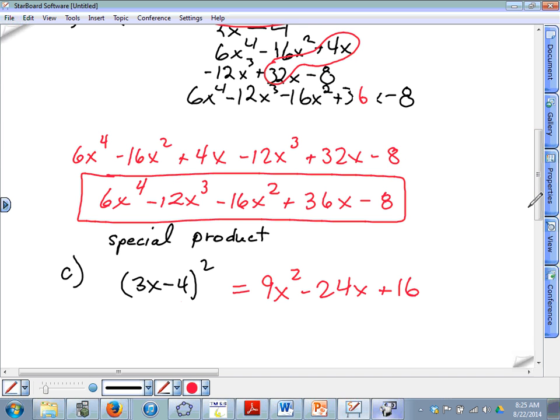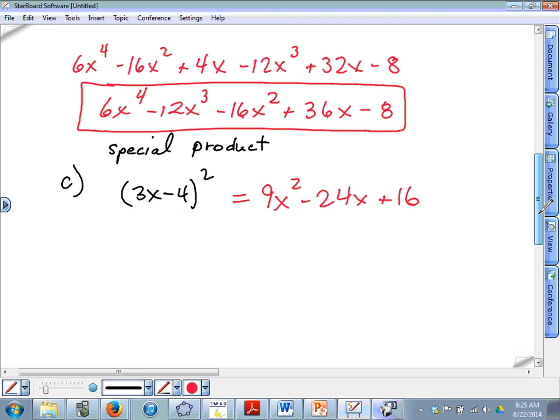That's about all we need to do for multiplying or adding or subtracting polynomials. I think you guys can handle that pretty well. Let's move on to the factoring. I think this is going to take a little more time.